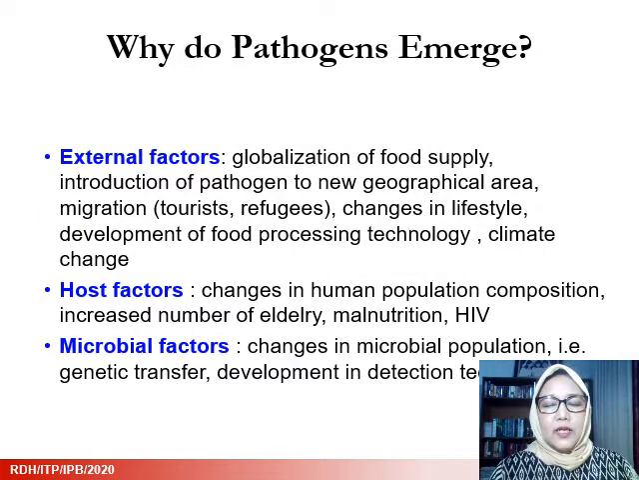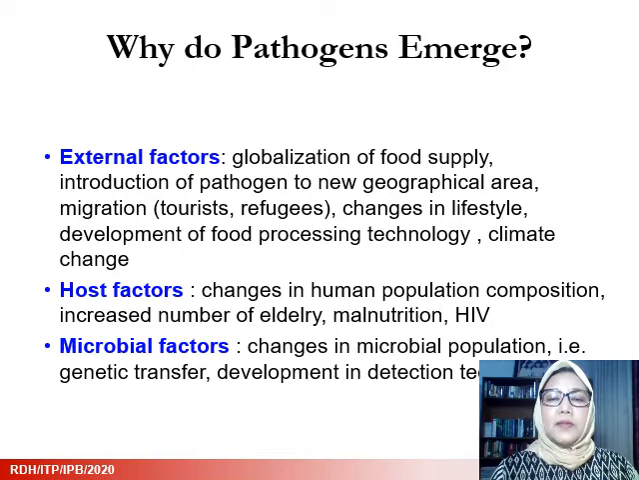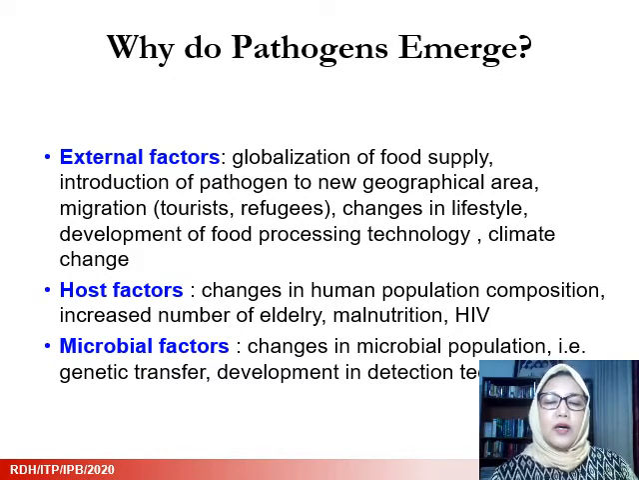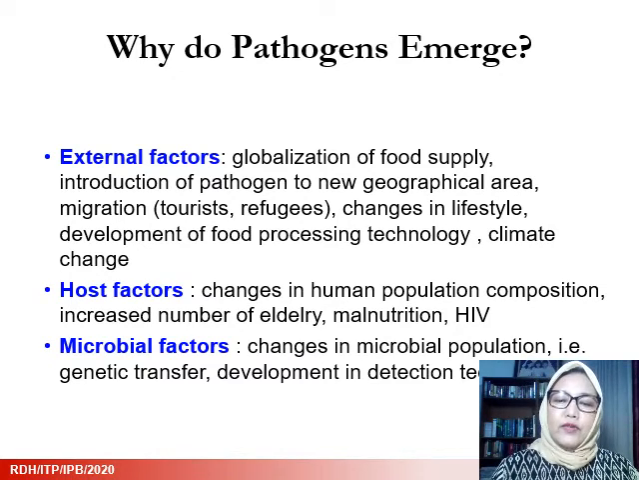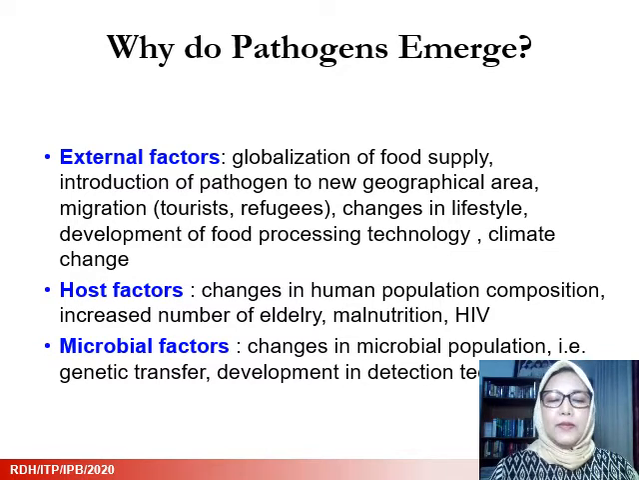Why do pathogens emerge? There are several studies on the emerging pathogens, but it can be simplified. There are three factors that support the emerging of pathogens. The first one is external factors, constituting globalization of food supply, introduction of pathogens to new geographical areas, heavy migration, movement of people such as tourists and refugees, changes in lifestyle, development in food processing technology, as well as climate change.